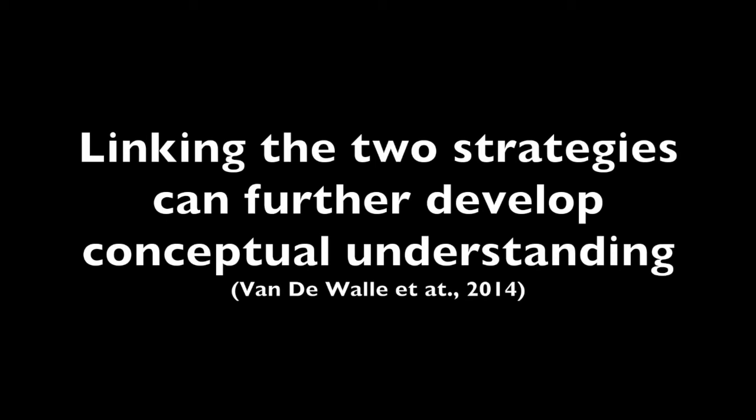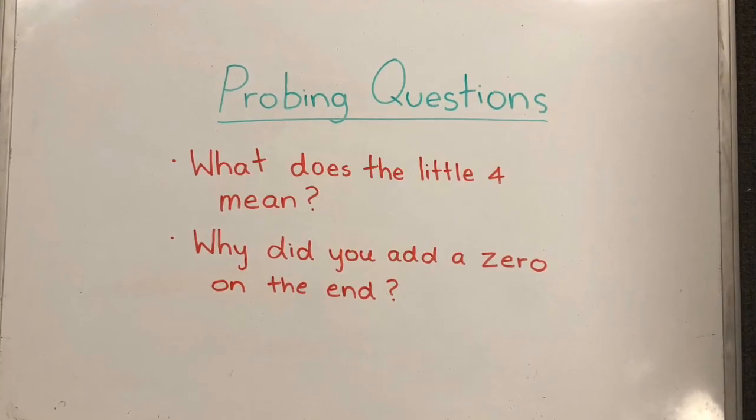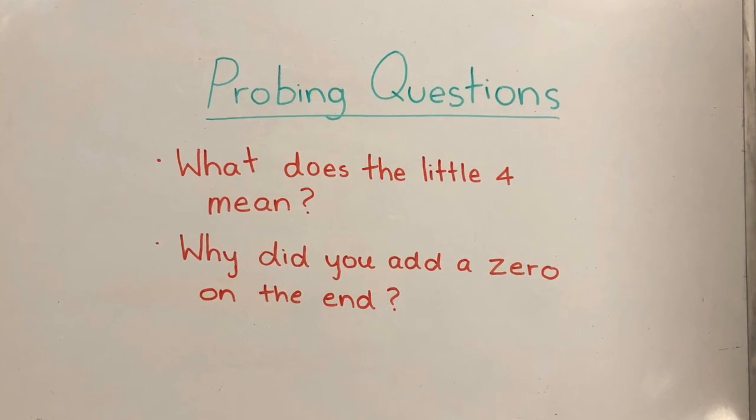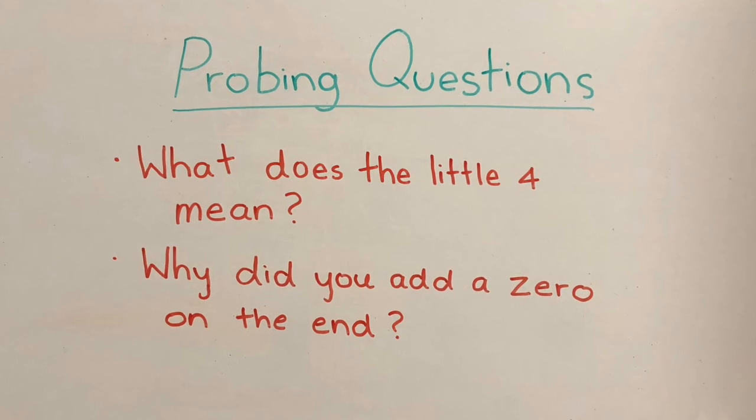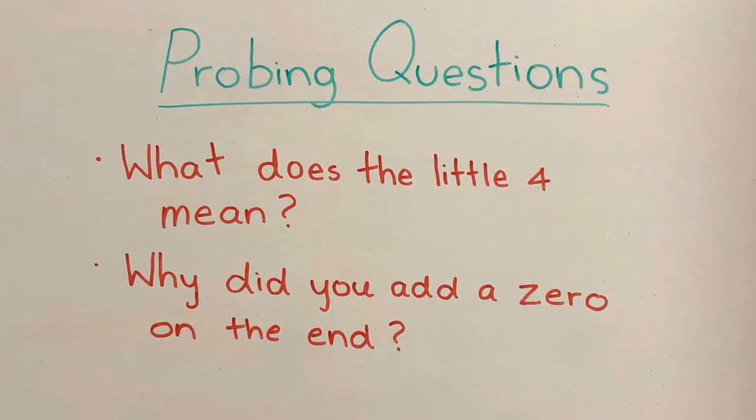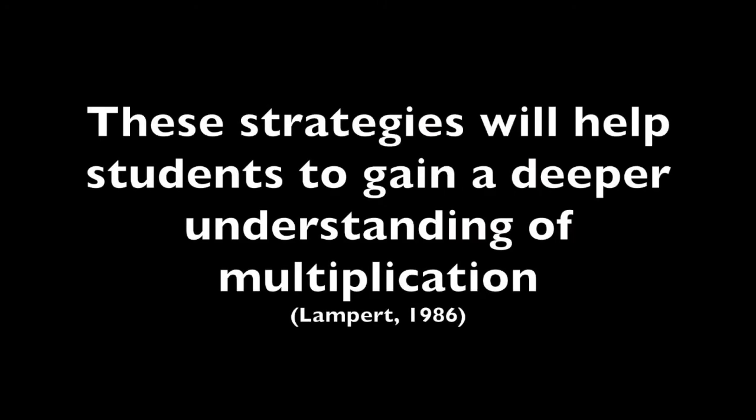The area model can also be linked with the vertical algorithm method to further develop conceptual understanding. So in the classroom, students can use one method first to work out the answer, and then the other method to check their working. You can also ask students probing questions to address any misconceptions about place value that still exist. For example, what does the 4 mean in your sum, and why did you add the 0 back on at the end? Using the strategies discussed in the video can ensure that students understand the core principles of multiplication and don't just get caught up following a learnt procedure.